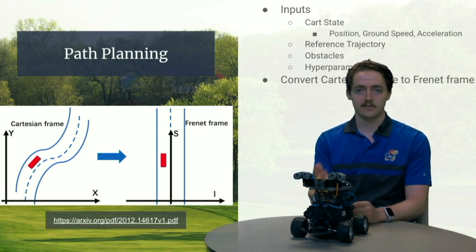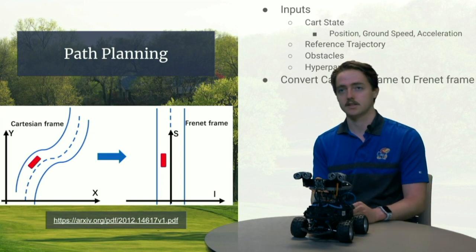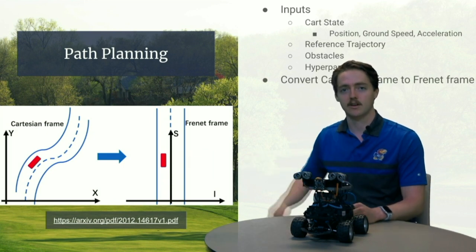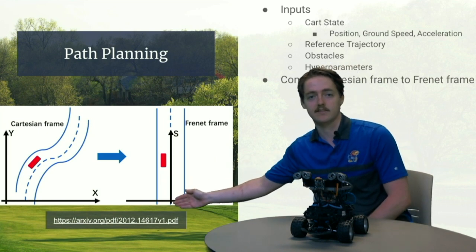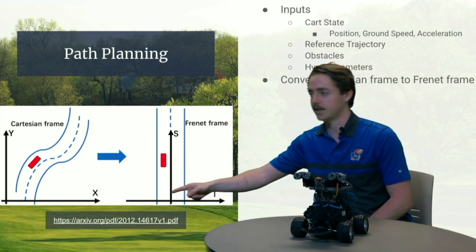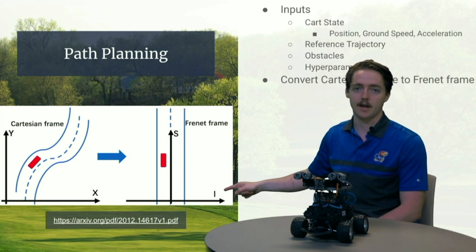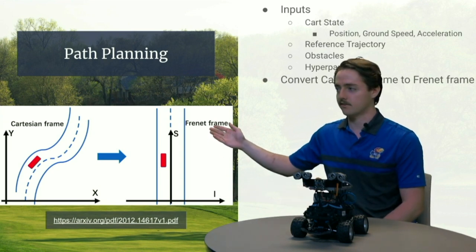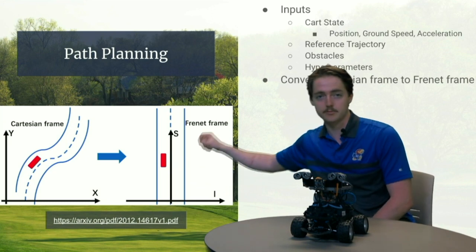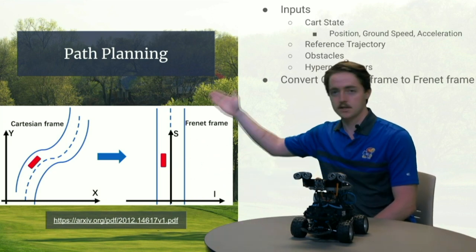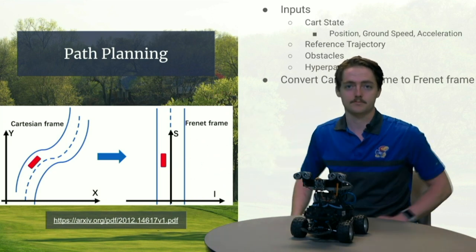We then convert this system from the Cartesian system, the nice and classic XY axes, to a different set of axes, which are seen right here. The first axis is distance along the path, and the second axis is lateral deviation away from the path. As you can see, this simplifies the system a lot. Instead of dealing with a curved path, we're dealing with a nice straight path here to follow.